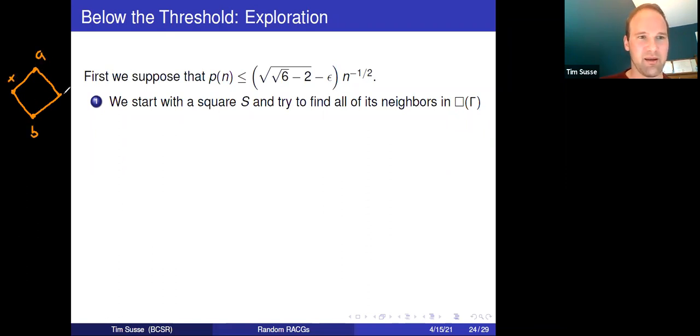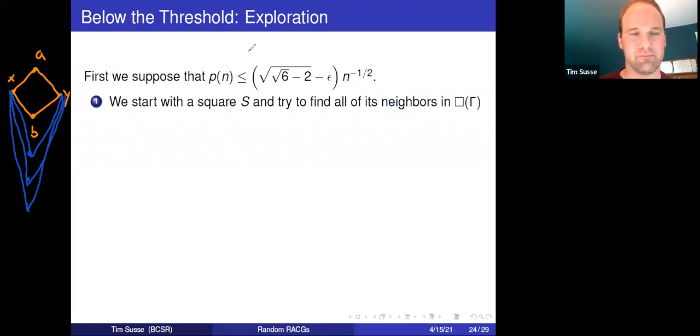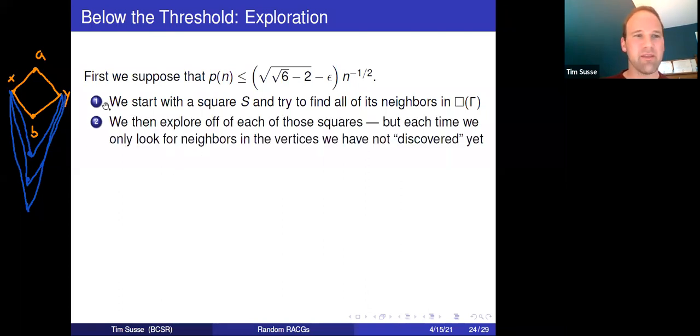ABXY. And then we're going to try to find all the common neighbors of X and Y, which will give us a whole bunch of new squares to play with. Then we have a whole bunch of new squares. And so we try to explore off of each one of these new squares that we just found. We try to now take one of the children's squares and branch off of that.